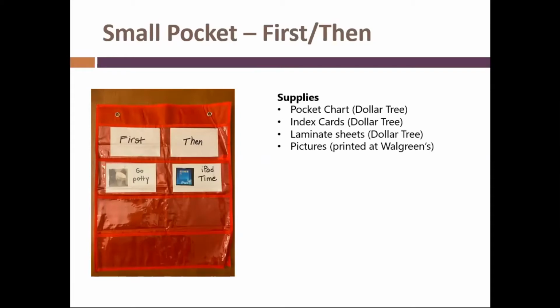Here's an example if you were trying it with a pocket chart, like that one I got at the dollar store. So first go potty, then iPad time. You could switch those up depending on what you were working on during the day for the first and then.